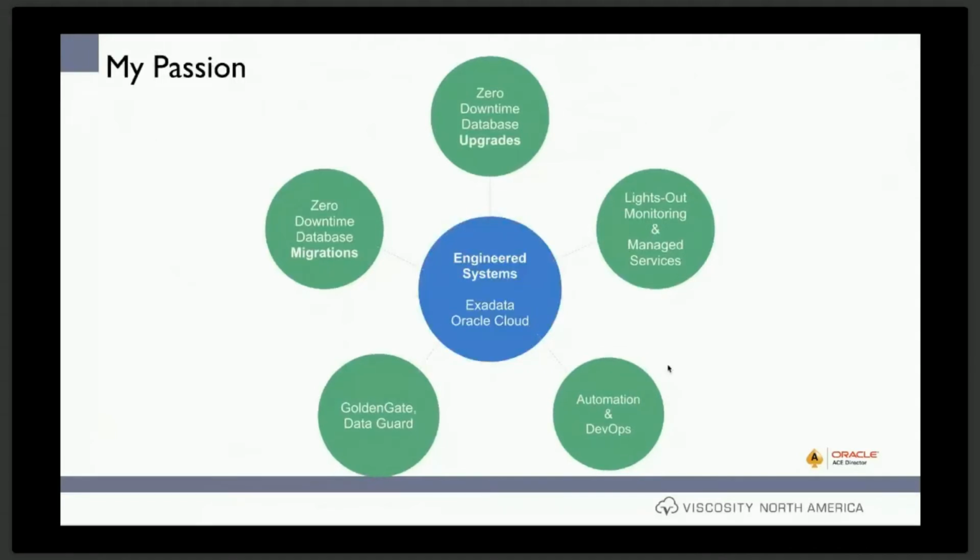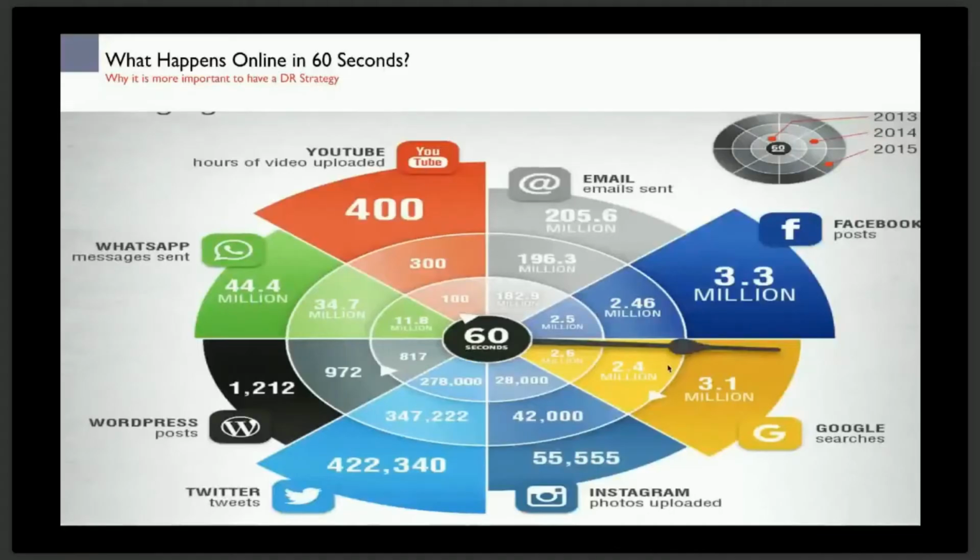Let me go through this real quick. This screen is from 2016, but if you look at the WhatsApp section, they do 44.4 million transactions in a 60-second period, in a single minute. Facebook has 3.3 million transactions in a single minute. And how do these companies protect their data? It's hard to do with traditional storage-level replication, but this is where technologies like Data Guard really come in handy.